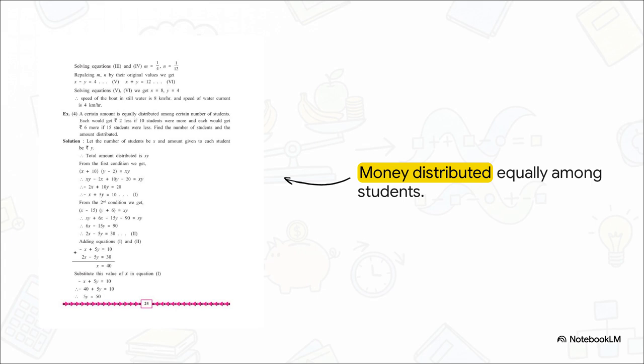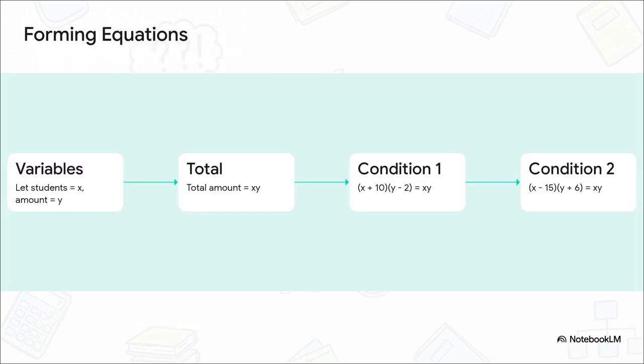Imagine a certain amount of money is being equally distributed among a certain number of students. The English sentence we are given has two distinct conditions. First, each student would get 2 rupees less if there were 10 more students. And second, each would get 6 rupees more if 15 students were less. Let's set up our foundation by letting the total number of students be x and the amount given to each student be y. Let's break this down step by step.